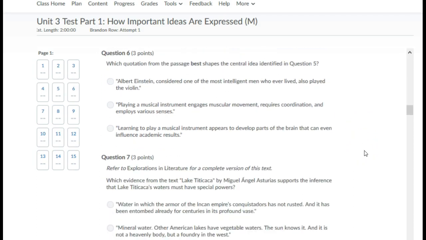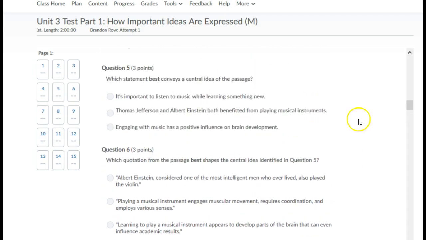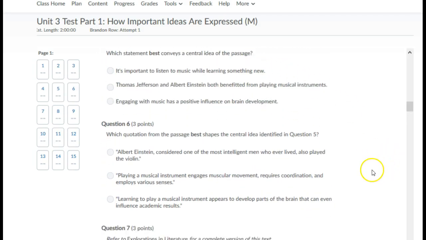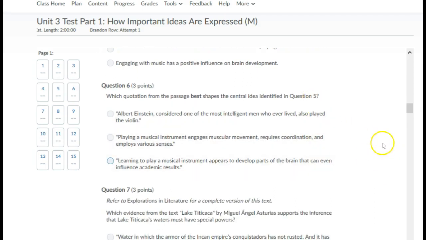Question number 6. Which quotation from the passage best shapes the central idea identified in question 5? So you want to look at what you chose for question 5 and which one of these helps support that. Albert Einstein, considered one of the most intelligent men who ever lived, also played the violin. Playing a musical instrument engages muscular movement, requires coordination, and employs various senses. Learning to play a musical instrument appears to develop parts of the brain that can even influence academic skills.